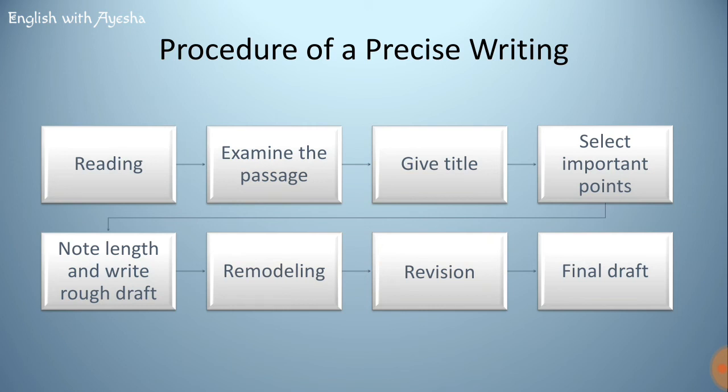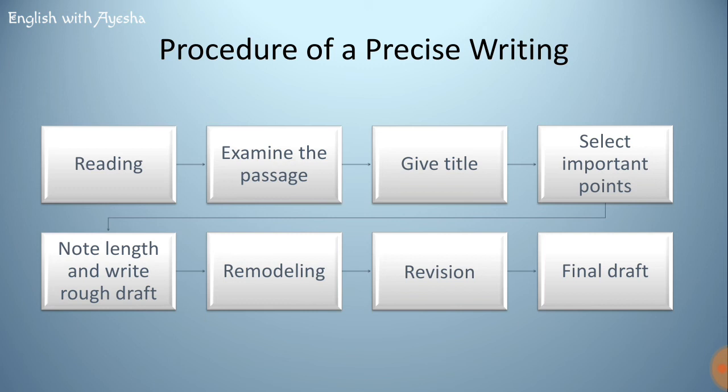The first point is reading of the original passage. Then we should examine or analyze the passage carefully. Then we should give a suitable title to the passage. Then select important points from the original passage. Then note the length and write down the rough draft.